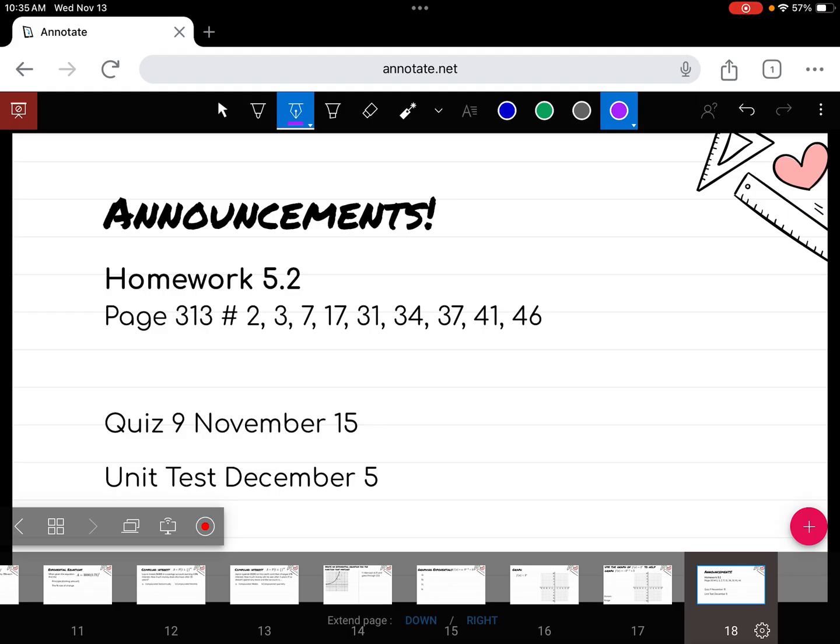So I put up here the 5.2 numbers. We have not gotten quite all the way into 5.3. We still have a little bit left to go in 5.2.